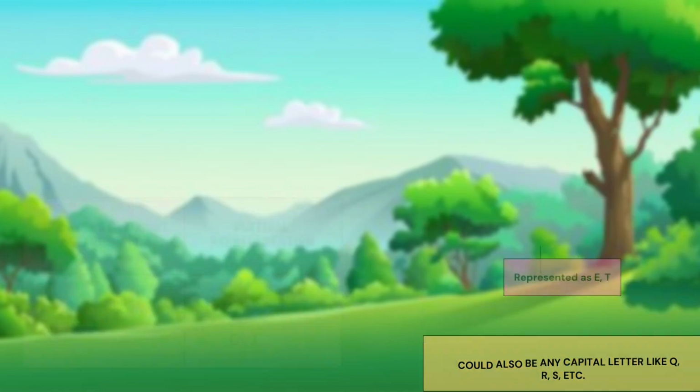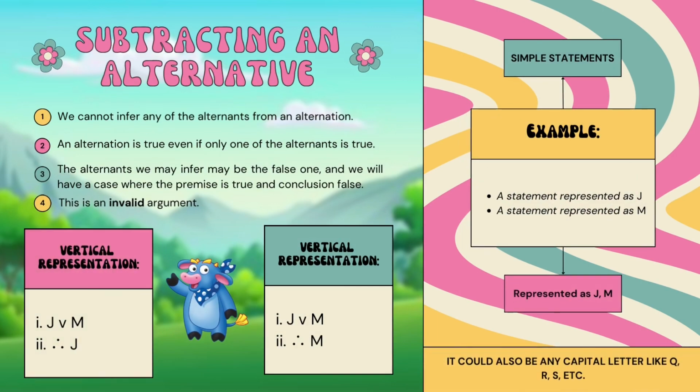Moreover, we know that from a conjunction, we can validly infer any of the conjuncts. Unfortunately, from an alternation, we cannot infer any of the alternants, since an alternation is true even if only one of the alternants is true. The invalid argument structure is called subtracting an alternative. The alternant we may infer may be the false one, and we will have a case where the premise set is true and the conclusion is false. With this, the invalid argument structure is depicted as first premise is J or M, conclusion is therefore J, or first premise is J or M, and the conclusion is therefore M.